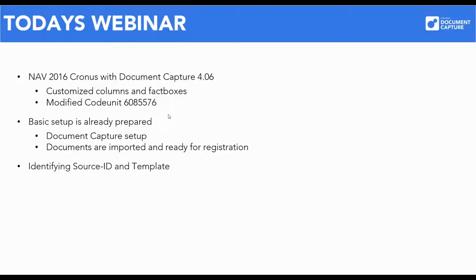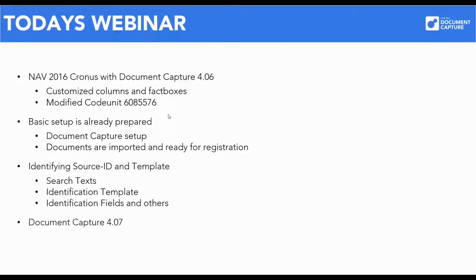The most important subject is, of course, that we're going to see how Document Capture identifies the source ID and template. First we take a look at search texts that are located on the template. Then we turn to the identification template. And finally we shift gears and examine the identification fields and other parameters in the document category. As always, you will get a glimpse of some of the new features in the next version of Document Capture.